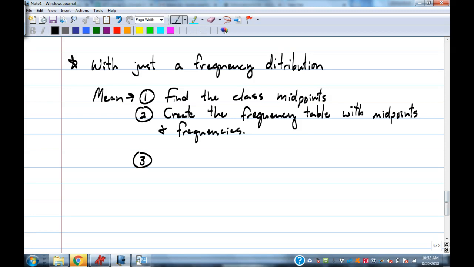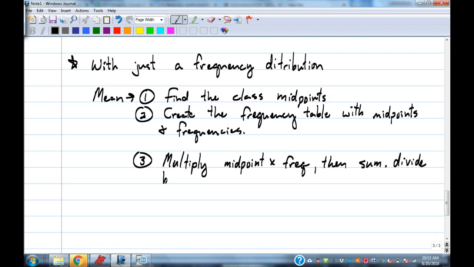By hand, we will take that frequency times the midpoint and then sum all of those up. Okay, so multiply midpoint times frequency and sum, divide by the total frequencies.